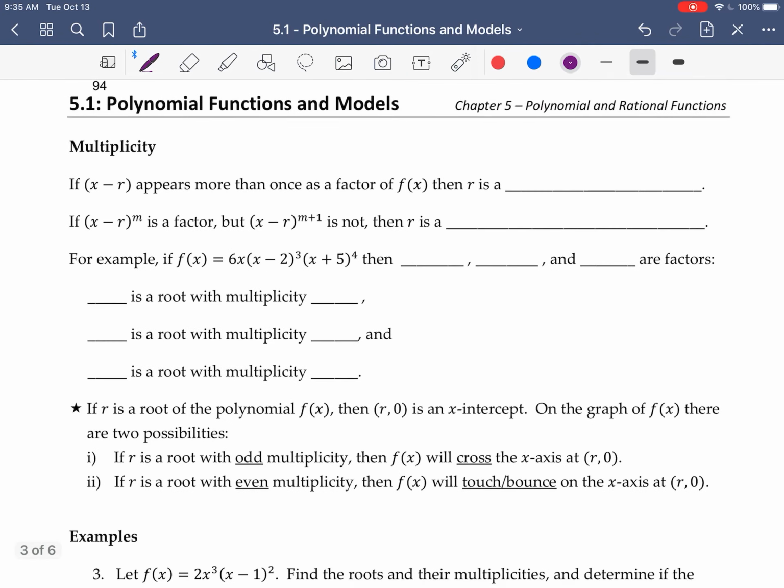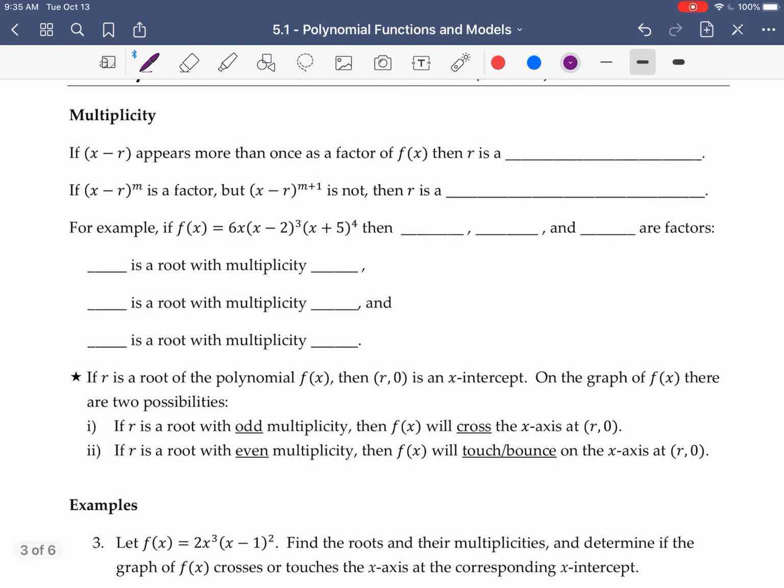So, multiplicity. If x minus r appears more than once as a factor, then we say r is a repeated root.